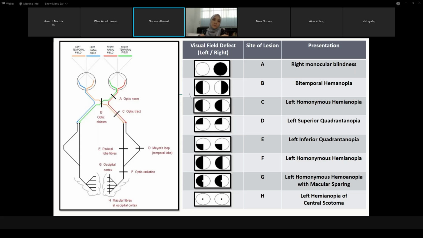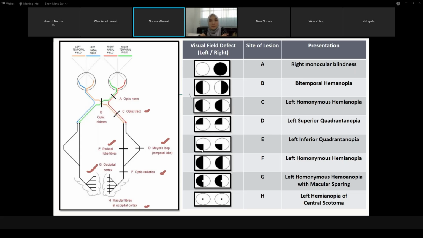So ada dia punya its own defect lah. And then optic tract, ada berlakunya damage kat optic tract. Ada berlakunya damage dekat medial lobe ataupun inferior retina fibers. Yang ni parietal lobe fibers ataupun superior retina fibers. And then berlakunya something wrong dekat optic radiation. Ada berlakunya wrong dekat occipital lobe, occipital cortex. And also ada something wrong kat retinal fibers, also akan menghasilkan visual field yang berbeza-beza lah. Visual field defect yang berbeza-beza.